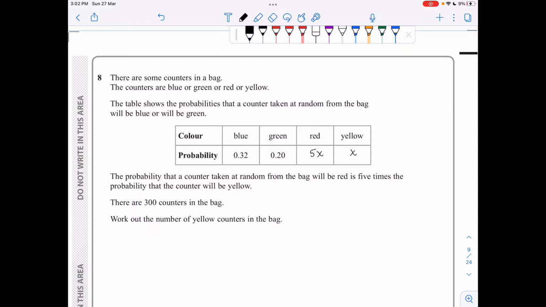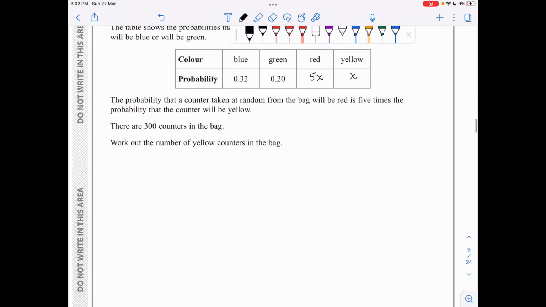We've got a total of 300 counters in the bag. Work out the number of yellow counters in the bag. I will start by finding the value of X. So we know that the sum of the probabilities should be giving me a result of 1, because it is certain that one of these colors will surely show up. So 0.52 plus 6x is 1. 6x is 0.48. So x is 0.08.